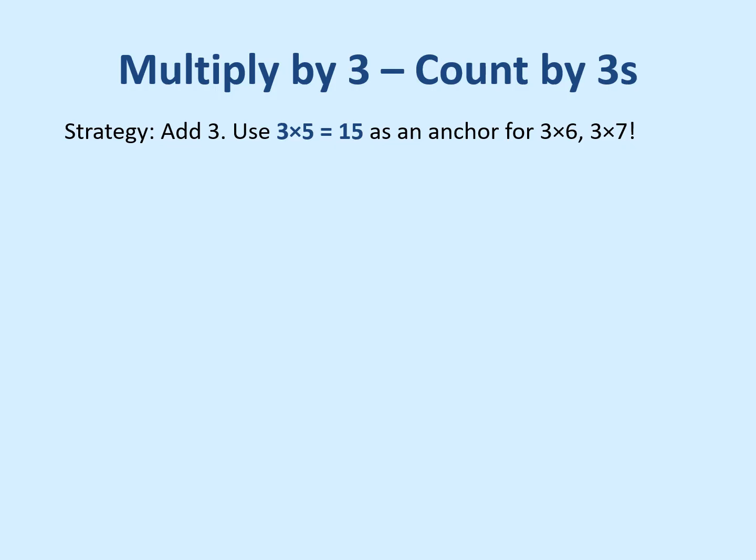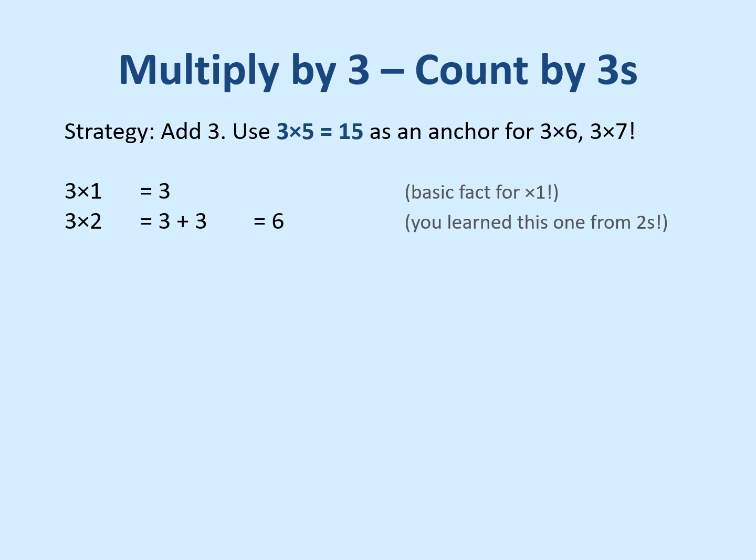And similar to the 5 by 5, it's helpful to remember that 3 times 5 equals 15 as an anchor so that you can continue counting up from 3 times 6 and 3 times 7. So you already know 3 times 1 equals 3. This is from the basic fact for times 1. You already also know 3 times 2, which is 3 plus 3 equals 6. Now here's a new one. 3 times 3, counting up from 6 plus 3 is 9.